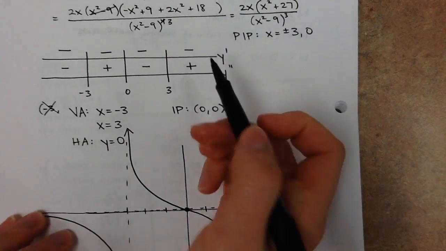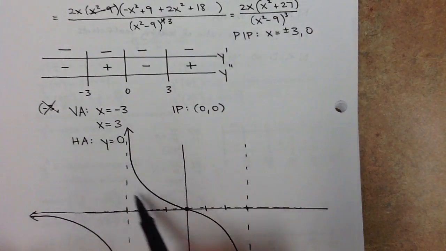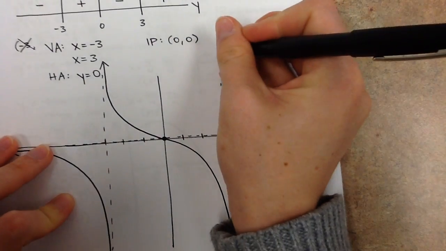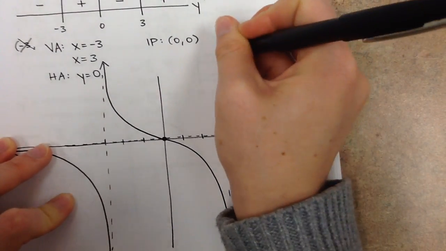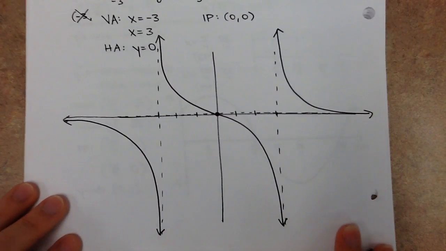My final piece is decreasing and concave up, so it's going to be another piece that looks like this. So it's got to be in this top half right here. Okay, so that is my graph.